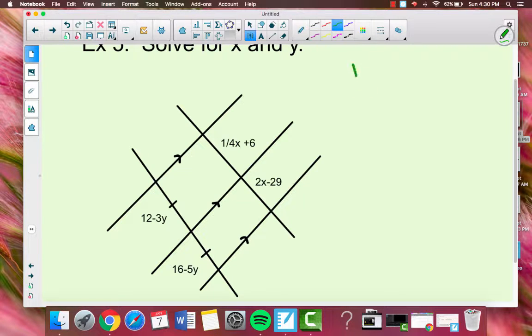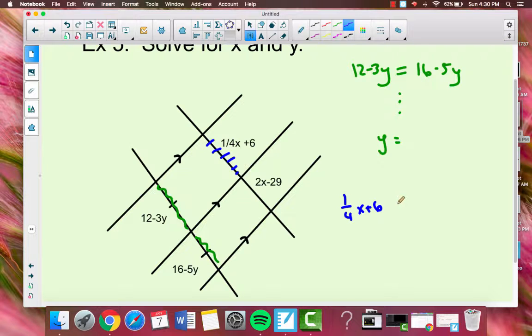We can go ahead and say that 12 minus 3y, which is this part here, has to be equal to 16 minus 5y. And then you guys should be able to go ahead and solve this down for y at the end. Okay, now where the rule comes in, this new theorem, it says if one side has congruent parts, then the other side has to be congruent parts. So these 2 things here, so 1/4 x plus 6, has to also be equal to that one, 2x minus 29. So all we'd have to do is just set these equal, solve for x, and then we'd be done.